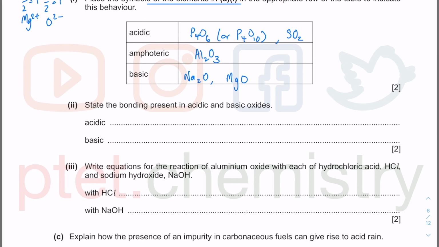State the bonding present. In the basic oxide, you have ionic bonding. They just want the bonding, they don't want the structure. Be very careful. Bonding is not structure, structure is not bonding. And you have covalent bonding in the non-metal oxide there.